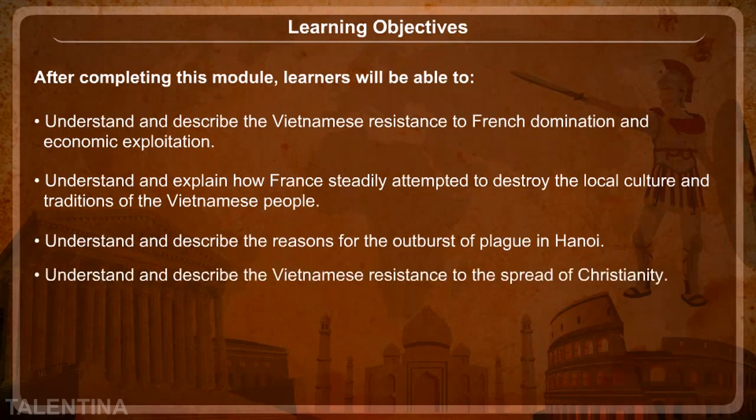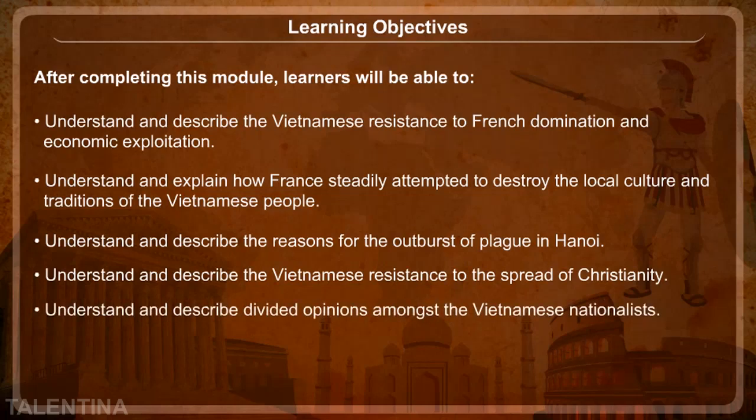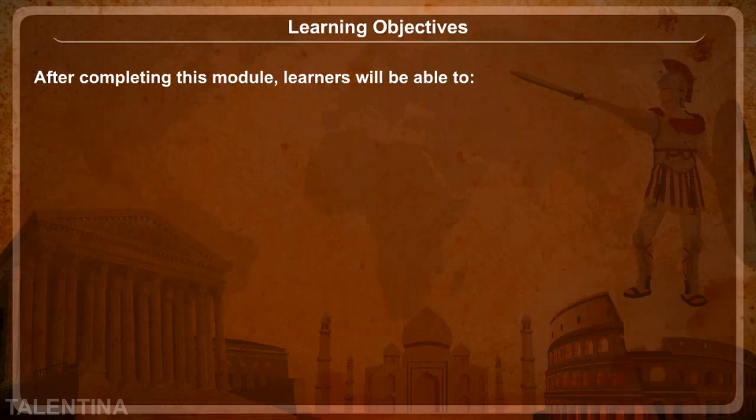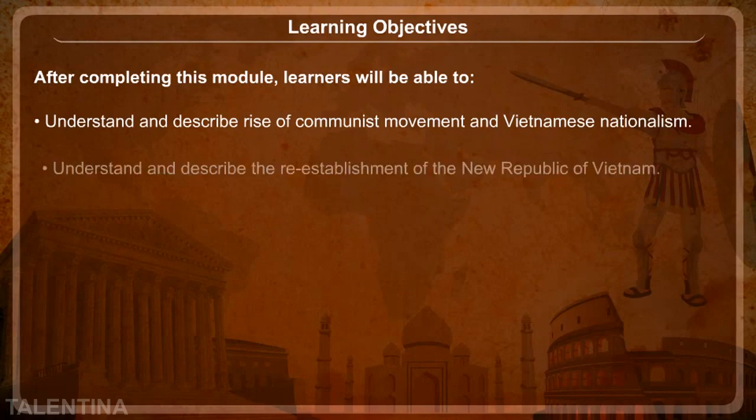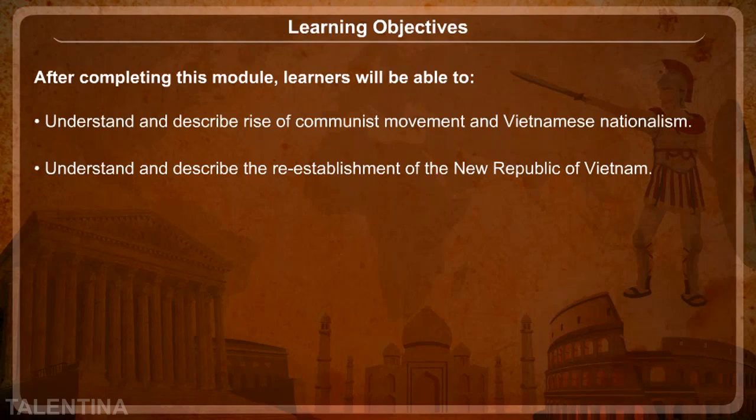Understand and describe the Vietnamese resistance to the spread of Christianity. Understand and describe divided opinions amongst the Vietnamese nationalists. Understand and describe the rise of the communist movement and Vietnamese nationalism. Understand and describe the re-establishment of the new Republic of Vietnam.